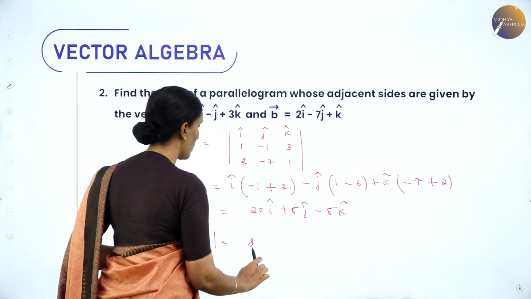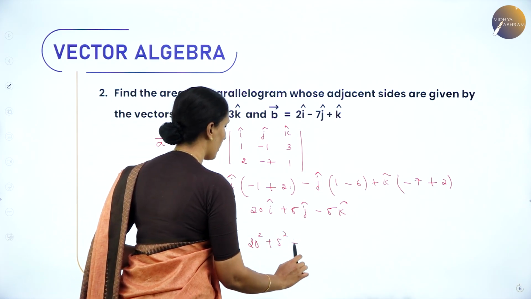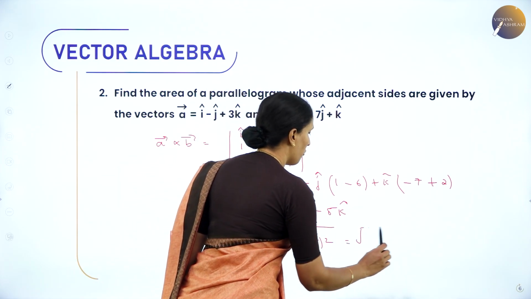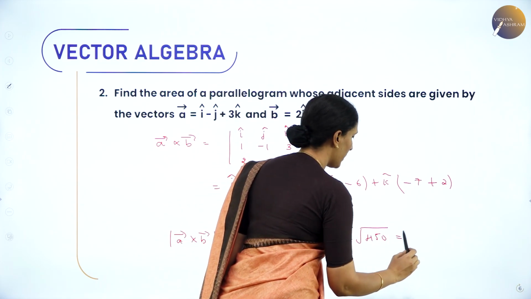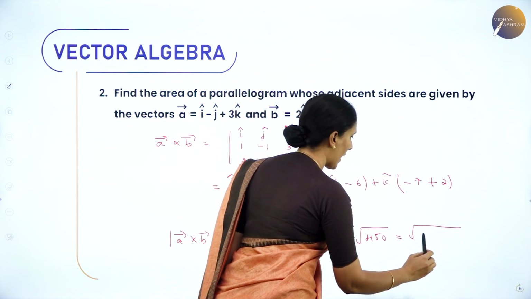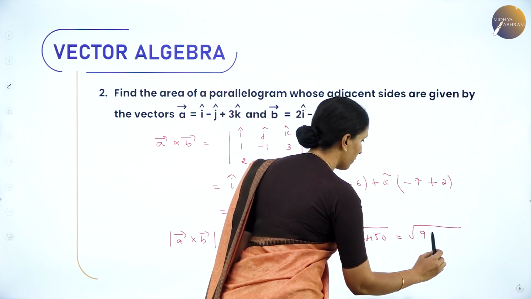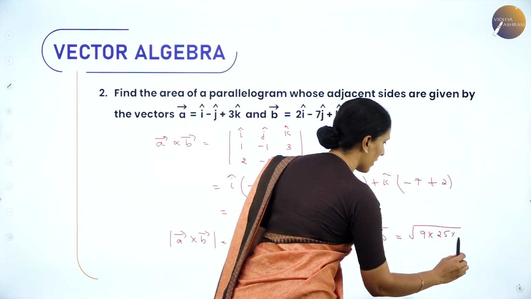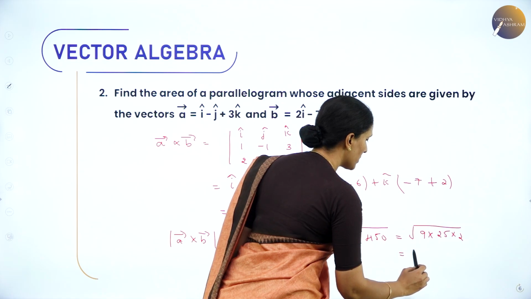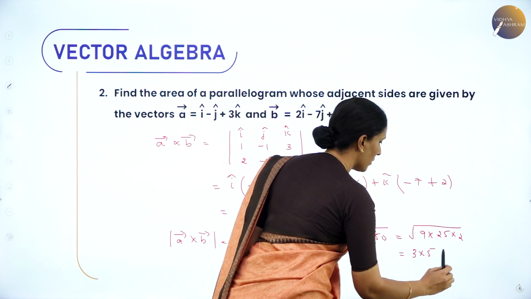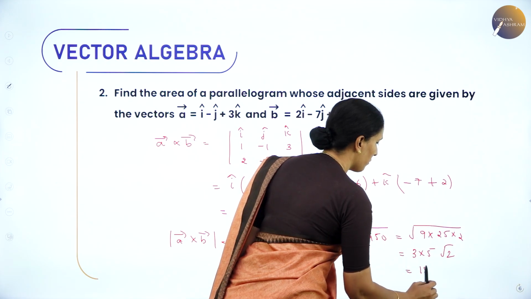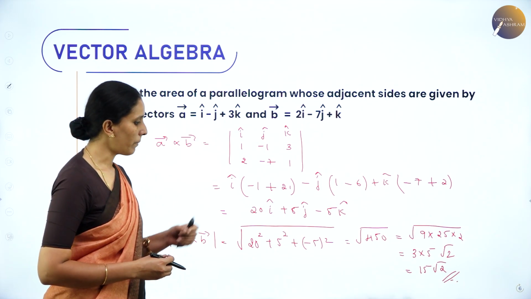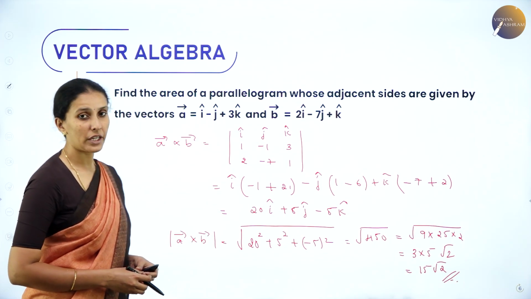So hence this is 20 square plus 5 square plus minus 5 whole square under the square root. So this is 450. This can also be written as square root of 9 into 50, which is 9 5s are 45. So 50 can also be written as 25 into 2. If we take the square root outside, it is 3 into 5 root 2. So the value is 15 root 2. Therefore, the required area of the parallelogram with the vectors A and B is 15 root 2 square units.